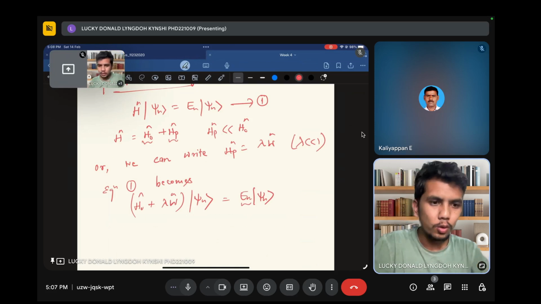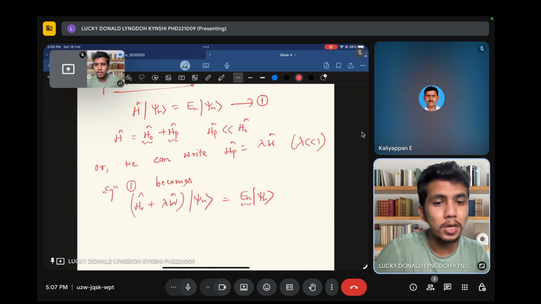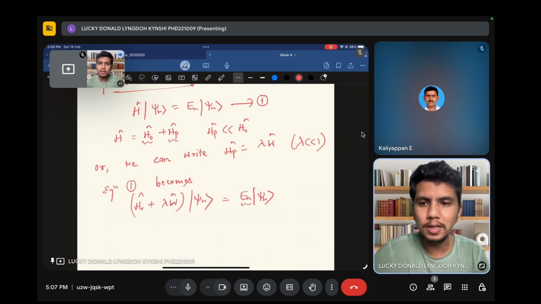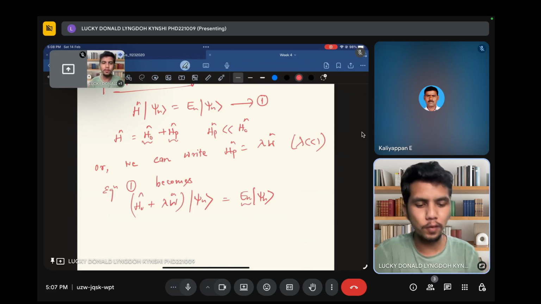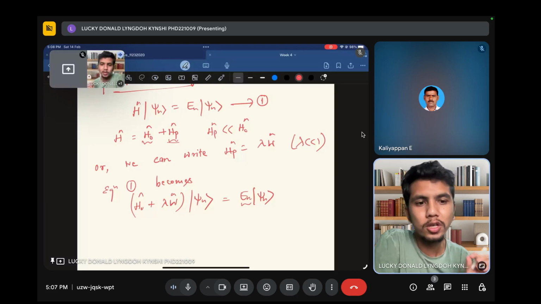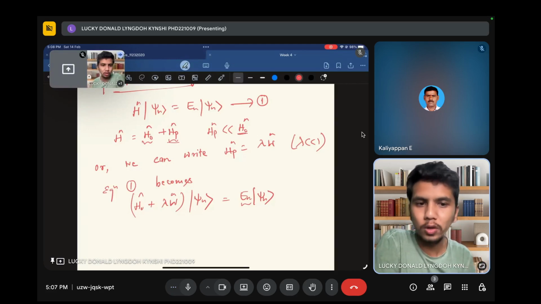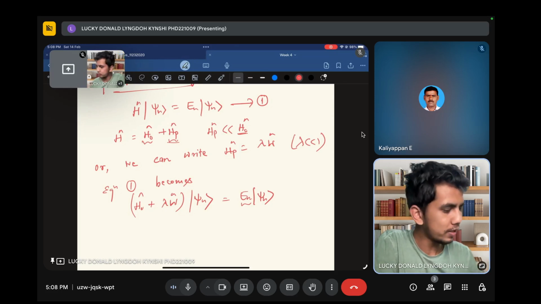So what does it mean? It means that suppose you have an original system and you slightly perturb it, that is, you put in a little disturbance, and then you have to find out the energy of the system. So here HP is the perturbation. You introduce some external disturbance, slightly, and that is why your HP has to be very much less than H naught, your original system.